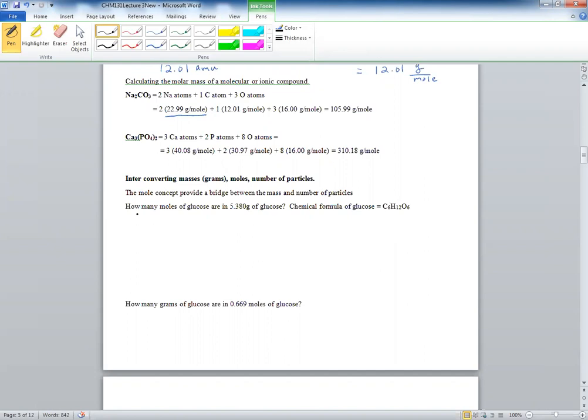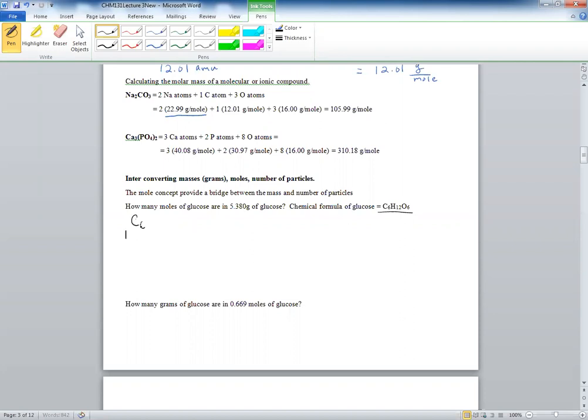So let's look at this question. It says, how many moles of glucose are in 5.380 grams of glucose? Now they're giving you the formula of glucose right here. Anytime you hear the word grams and you need to do conversions to moles and other units, right away, what you should be doing is calculating the molar mass. So we're going to do the molar mass of glucose.